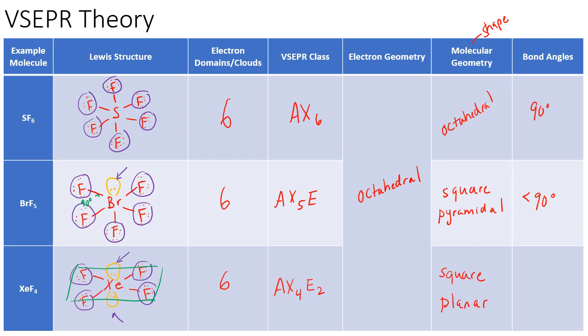And even though we have 2 lone pairs, they kind of cancel each other out. And now we're left with perfect 90-degree bond angles between the atoms within the plane. So our bond angles for square planar are 90 degrees. This is the last one within our octahedral family and the final shape that we'll study in this class.